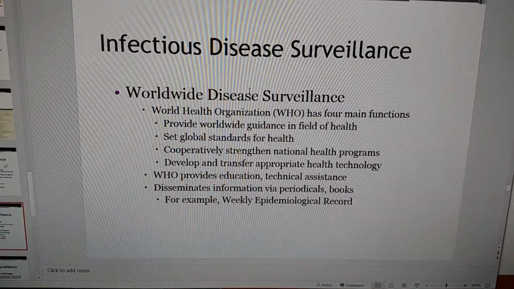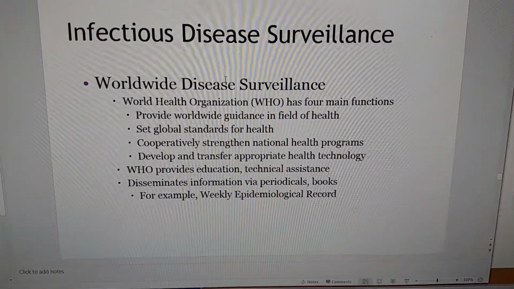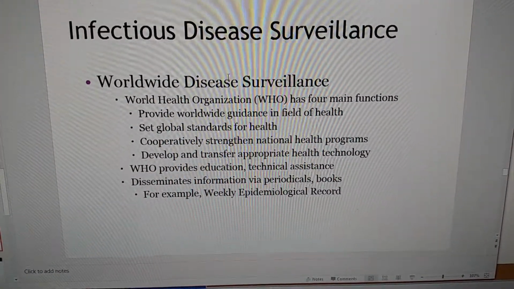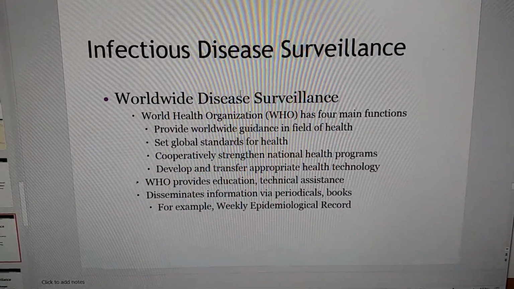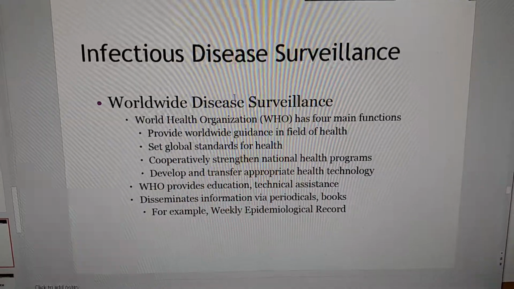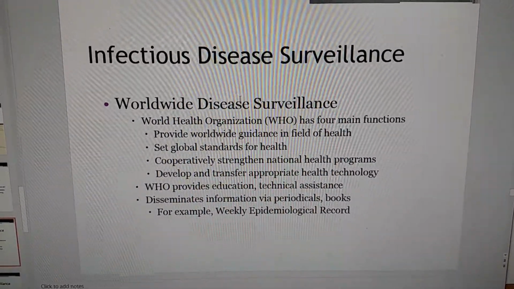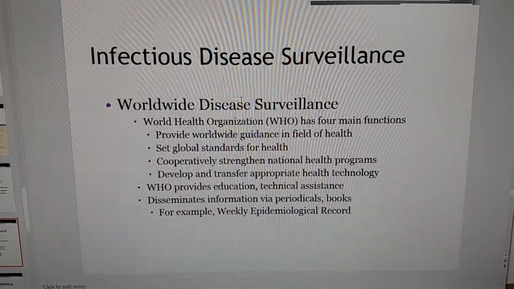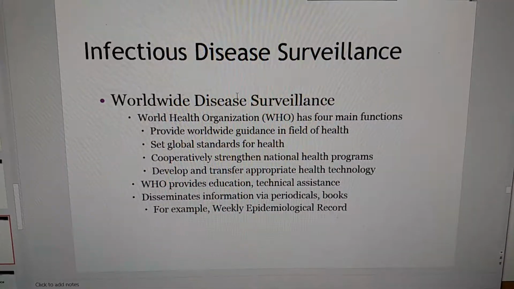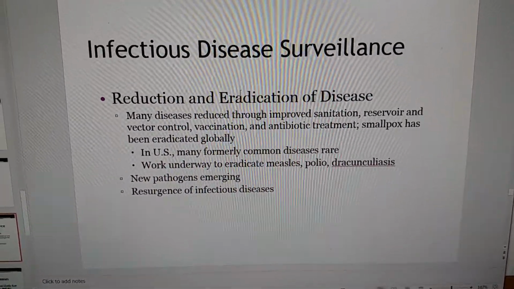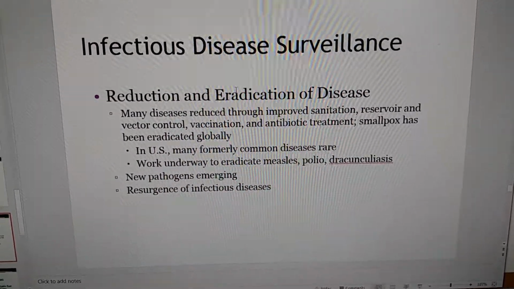This does worldwide disease surveillance, and it has four main functions. It helps to provide worldwide guidance in the field of health. It helps to set global standards for health. It helps to cooperatively strengthen national health programs, and it helps to develop and transfer appropriate health technology. So the World Health Organization provides education and technical assistance, and it provides information through things like journal articles and books.